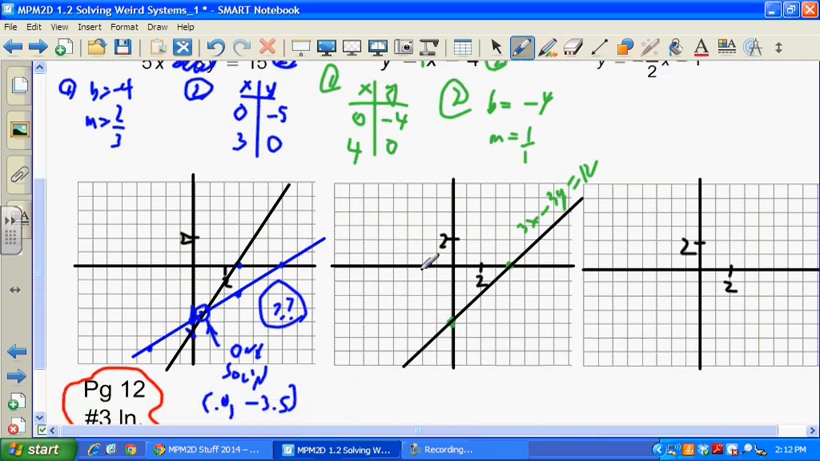And notice this is weird. We're starting at the same spot, going up 1, right 1, up 1, right 1, up 1, right 1. It's the same line, right? It's right on top of each other. Weird. See, I told you it was weird.